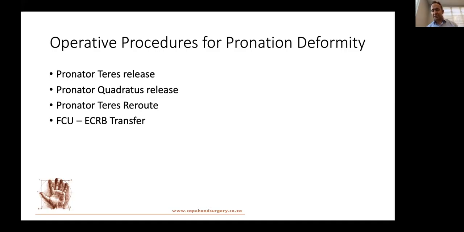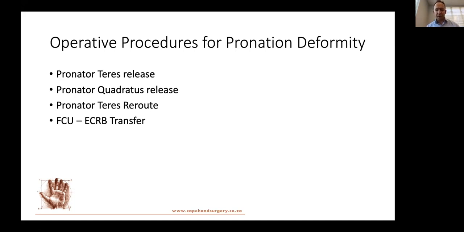Pronator teres release is a winning operation. Even if you just release it as part of your open procedure, it's got a long tendinous attachment on the mid-third of the radius, thin periosteum, and when we use it for tendon transfers, it is actually a very strong deforming force. So you have to release it all the way from its distal third attachment back. And then obviously a pronator quadratus release, I don't think is a very strong, powerful release. And then pronator teres rerouting is also a good option. You just swing the vector around. I've done it once or twice, but generally in the a la carte set, a release for me is enough.